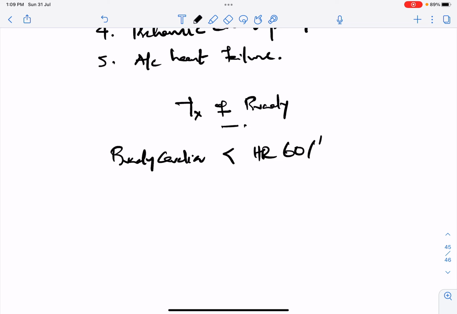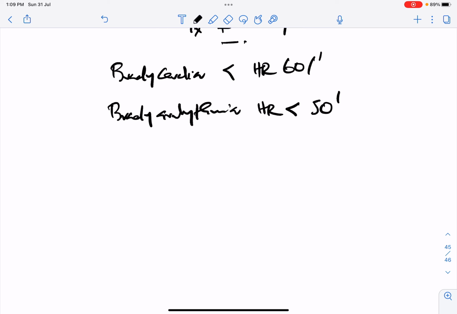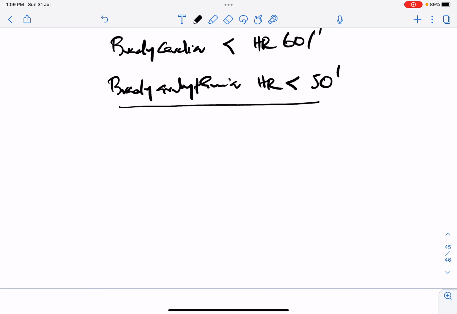So bradyarrhythmia is defined as heart rate less than 50. Okay, it can produce symptoms of bradycardia. So whenever a patient with bradyarrhythmia presents to our emergency department, first we have to do our primary survey.